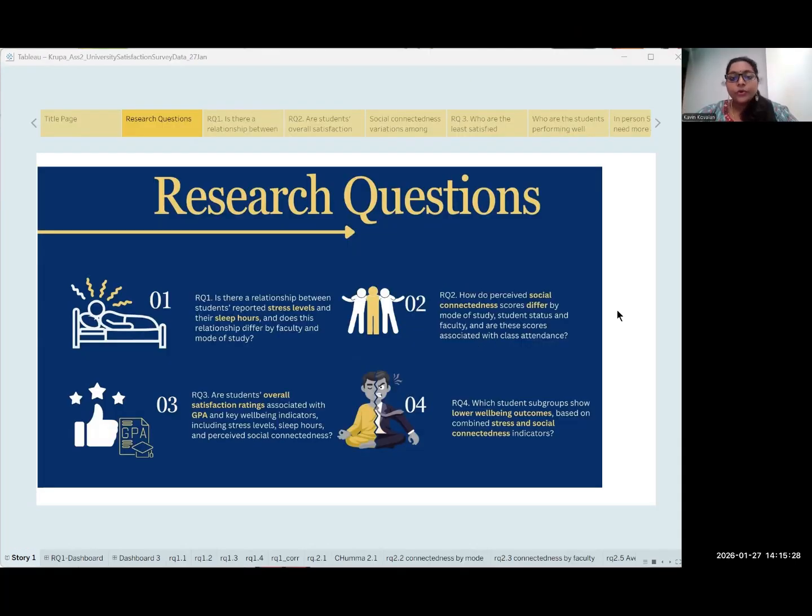So, four research questions. One looks at the relationship between stress levels and sleep hours. Two looks at how social connectedness varies by mode of study, student status, or different subgroups. Three looks at overall student satisfaction and GPA. Four looks at which student subgroups show lower well-being, and this is calculated using stress and social connectedness.